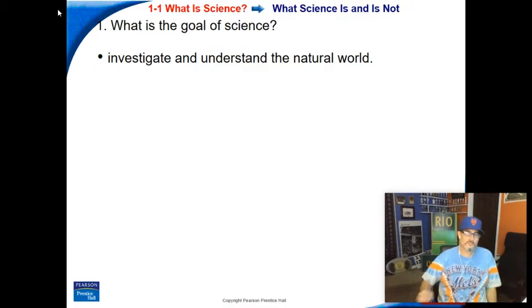Again, questions on the left side of your page, answers on the right side of your page. Goal of science, and we've talked about this a couple times. We did this in our reading notes example. This was also a warm-up question. So: investigate and understand the natural world.